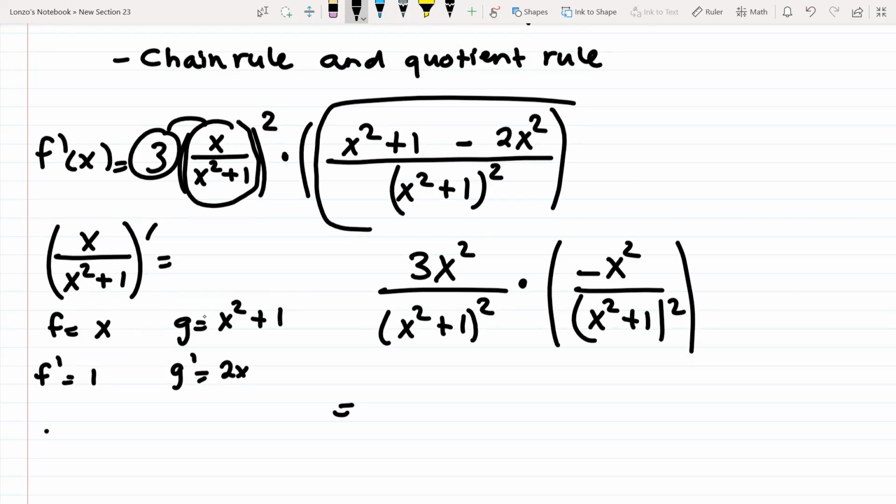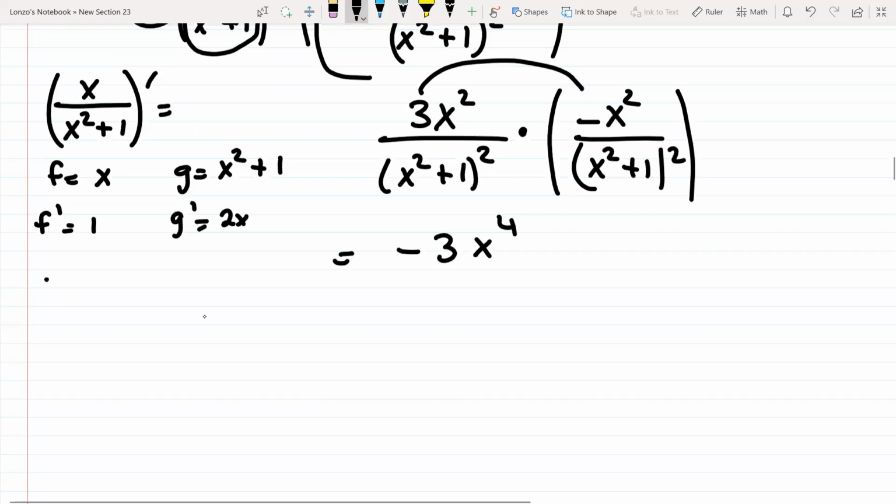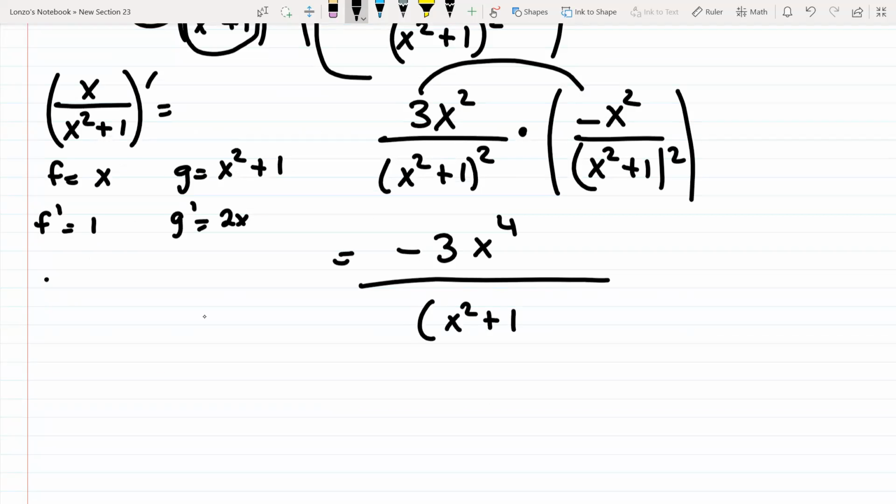So this is going to be 3x squared times negative x squared, which is minus 3x to the 4th. And then on the bottom, x squared plus 1 squared times x squared plus 1 squared is going to be x squared plus 1 to the 4th. So this is your final answer.